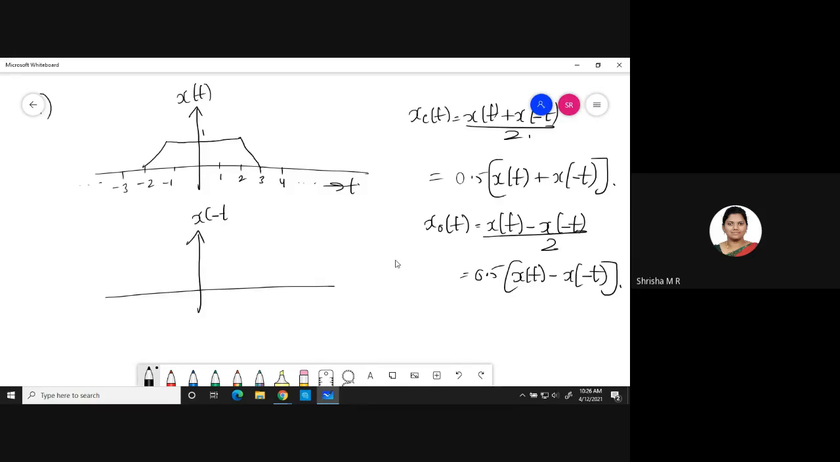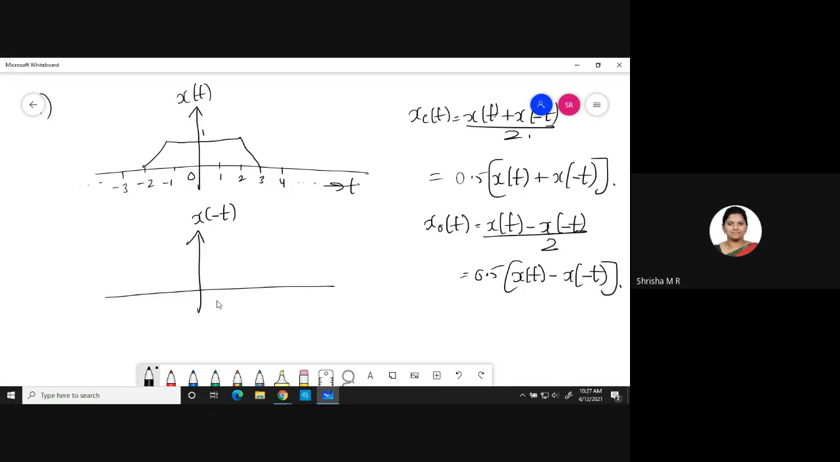So x of minus t means whatever is on the right will come to the left and whatever is on the left will go to the right. That's mirror image or folding. If you fold a signal about the vertical axis or y-axis, that is nothing but time reversal. So the right side signal from 0 to 3 will be reflected to the left side, and the left side from minus 2 to 0 will be reflected to the right side. That is time reversal.